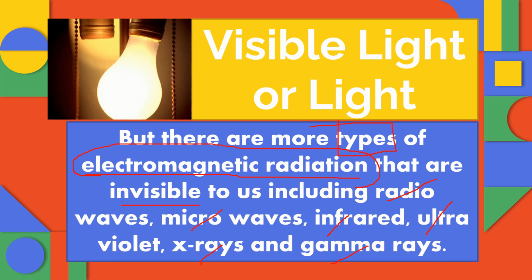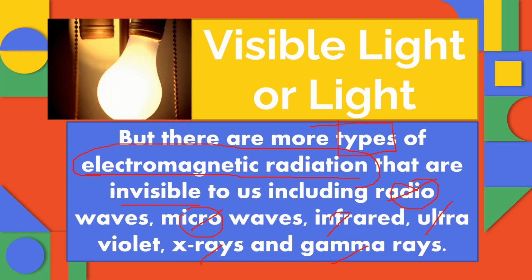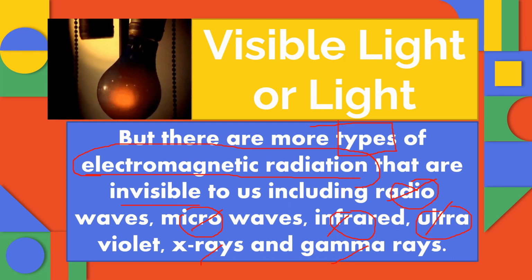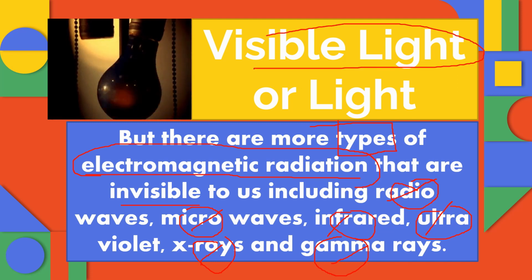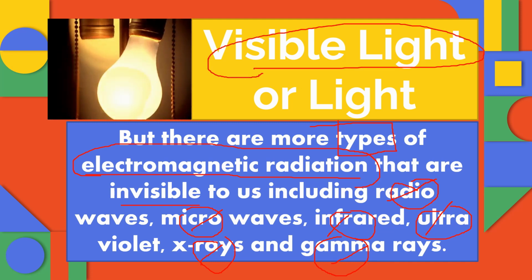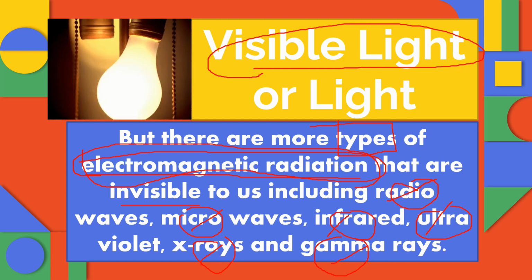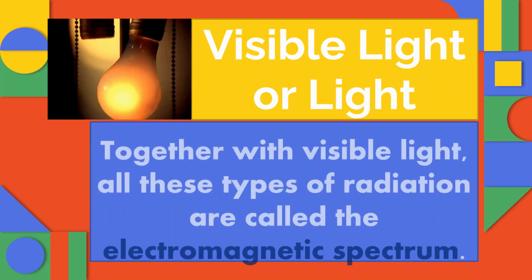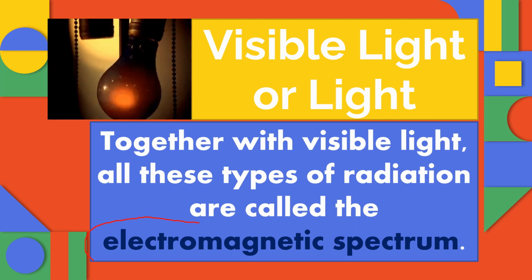At yung iba't ibang types na yon ay yung radio waves, microwaves, infrared, ultraviolet, X-rays, at gamma rays. At syempre, kasama din doon yung visible light. So, ang visible light ay isa sa mga types ng electromagnetic radiation. Together with visible light, all these types of radiation are called electromagnetic spectrum.